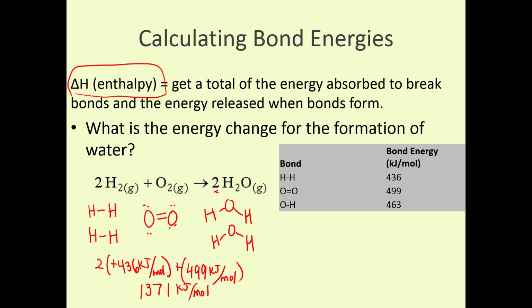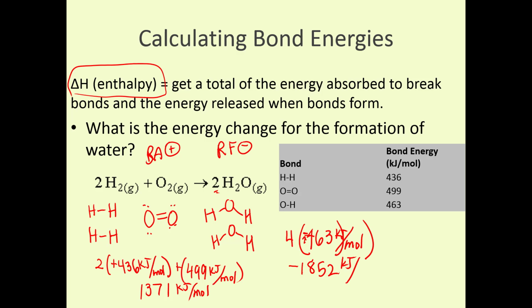Now remember, breaking bonds absorbs energy, and energy is released when bonds form, so that has to be released. There's 1 OH, 2 OH, 3, 4 OH bonds, 4 bonds of OH. Every time one of those forms, 463 kilojoules per mole of energy is going to be released. So I put the negative sign on it because releasing means negative. So 4 times that is 1,852 kilojoules per mole of energy.